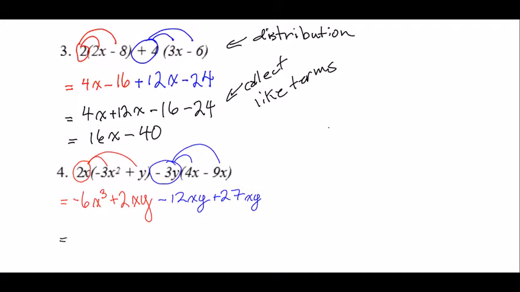The first value, negative 6x cubed, is alone. There's nothing else, so we just leave it. But we have a 2xy and a minus 12xy. 2xy minus 12xy is going to be negative 10. And then negative 10 plus 27 gives us positive 17xy. And guess what? We're done.